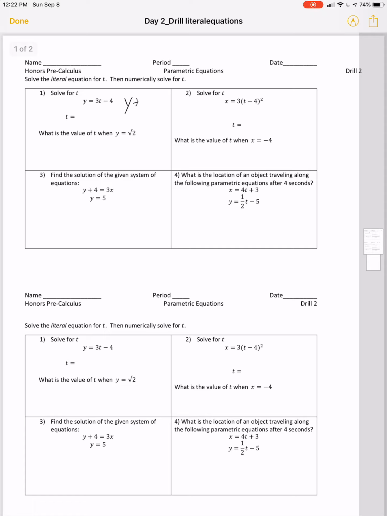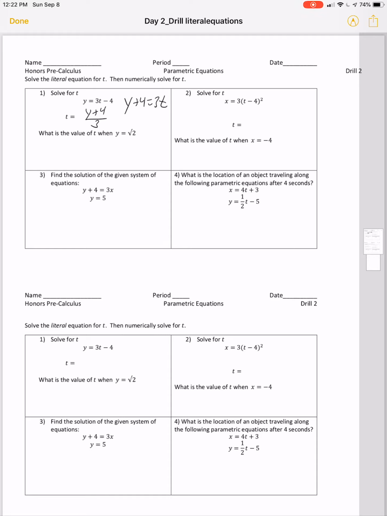There we go. y plus 4 equals 3t, and then solving for t you would divide both sides by 3. So you would get that t equals (y plus 4) over 3. Again, that really shouldn't have been too difficult.